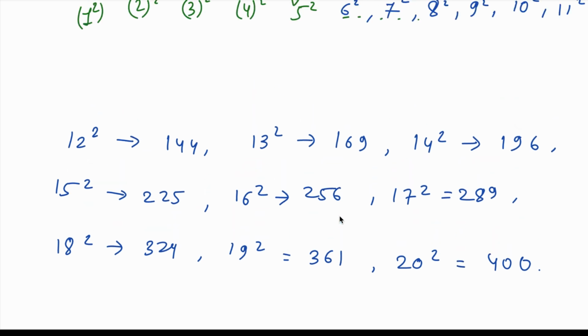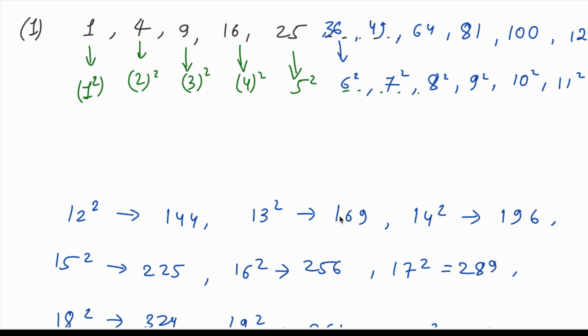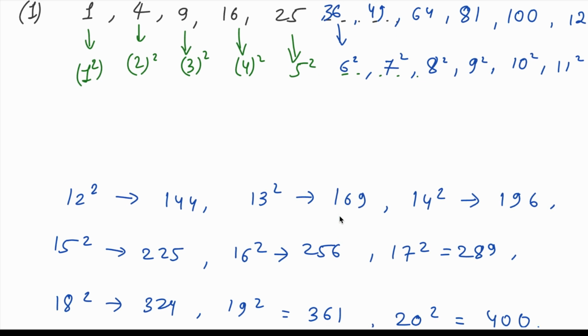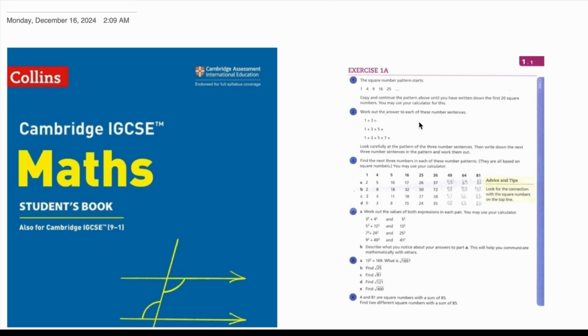If you want to note down the answers, you can stop the video and just note down the answers. Okay, so now let's move to the second question. We have to work out the answers to each of these number sentences. These are the number sentences: 1 plus 3, 1 plus 3 plus 5, 1 plus 3 plus 5 plus 7.